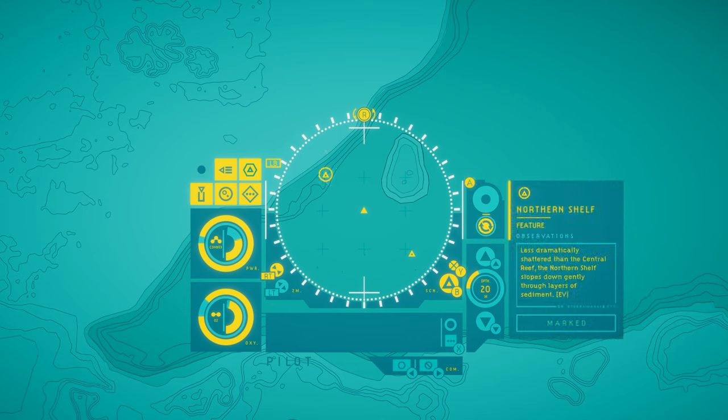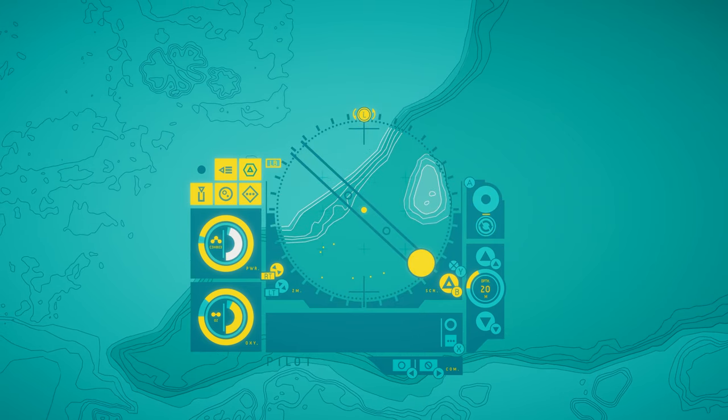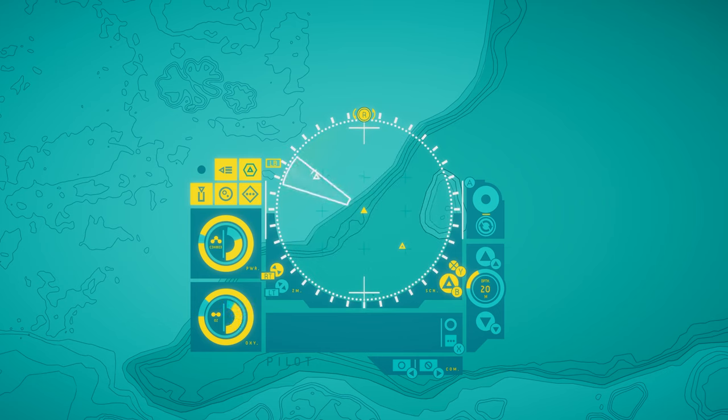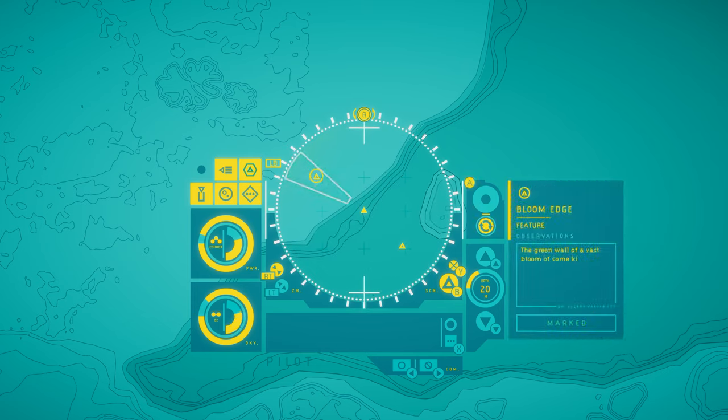Northern shelf. Less dramatically shattered than the central reef, the northern shelf slopes down gently through layers of sediment. Bloom edge. The green wall of a vast bloom of some kind rises up ahead, swirling and obscure.